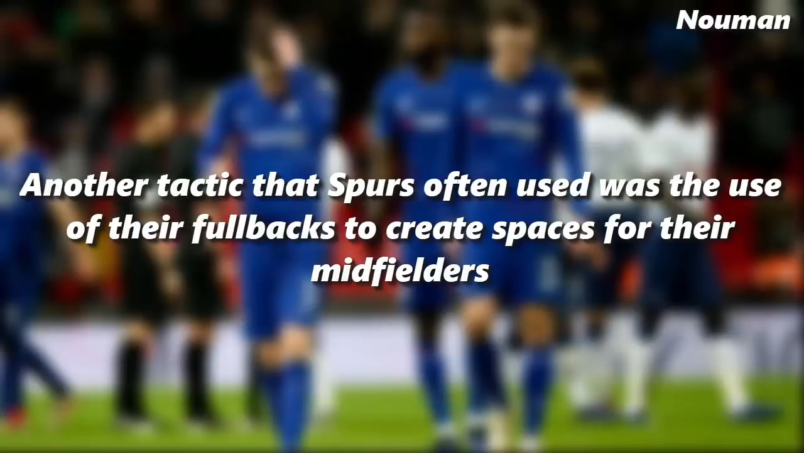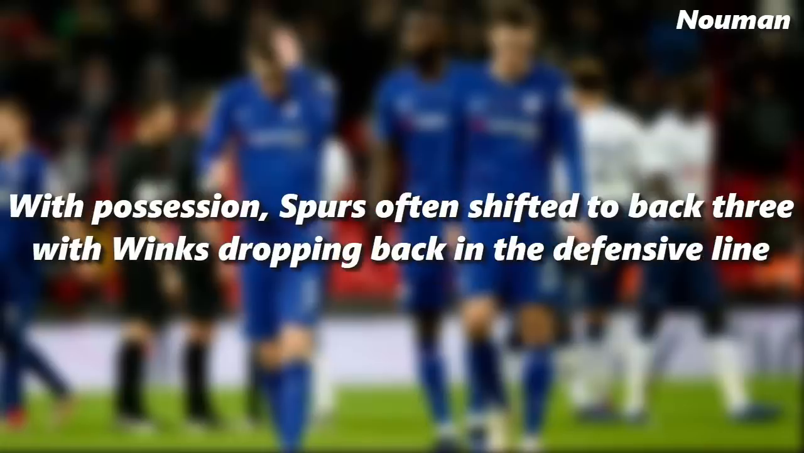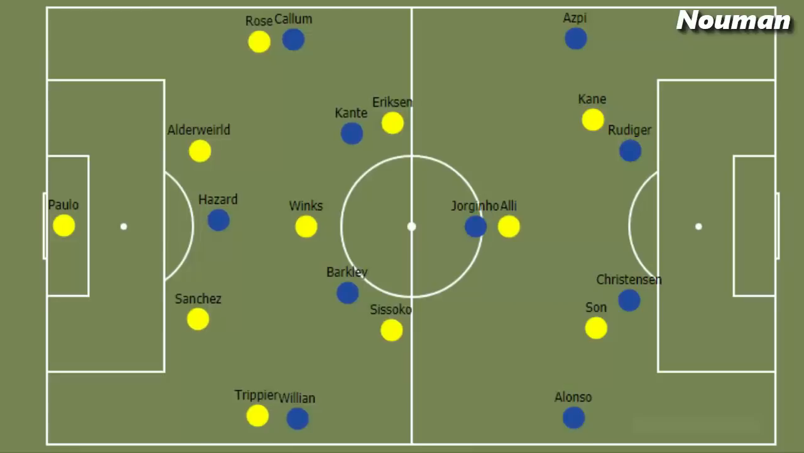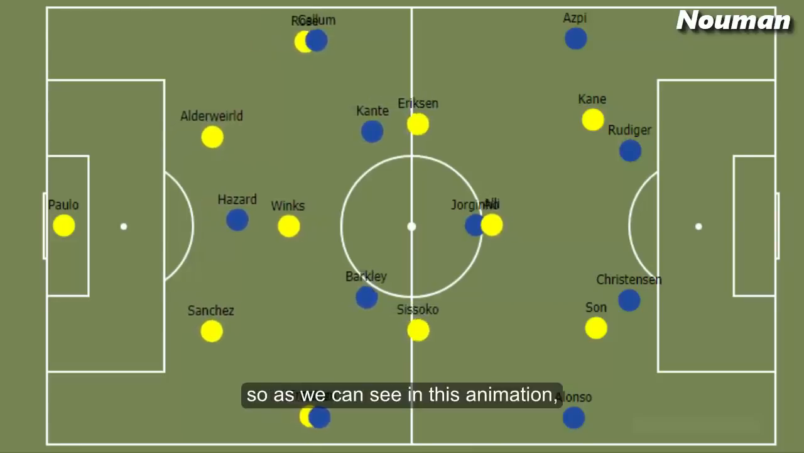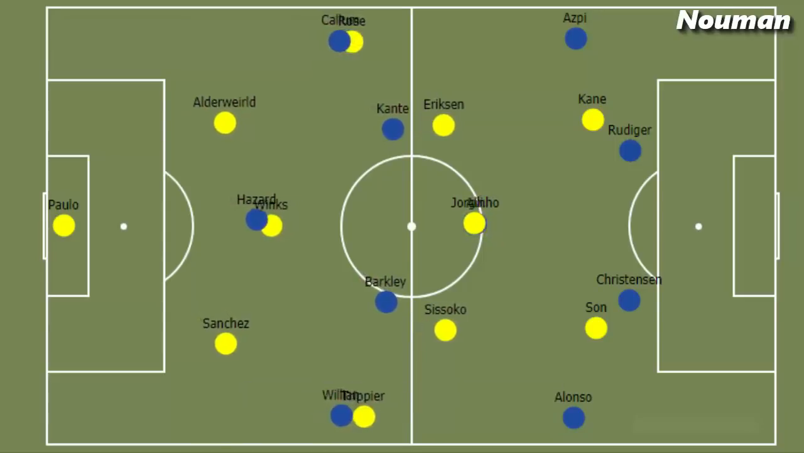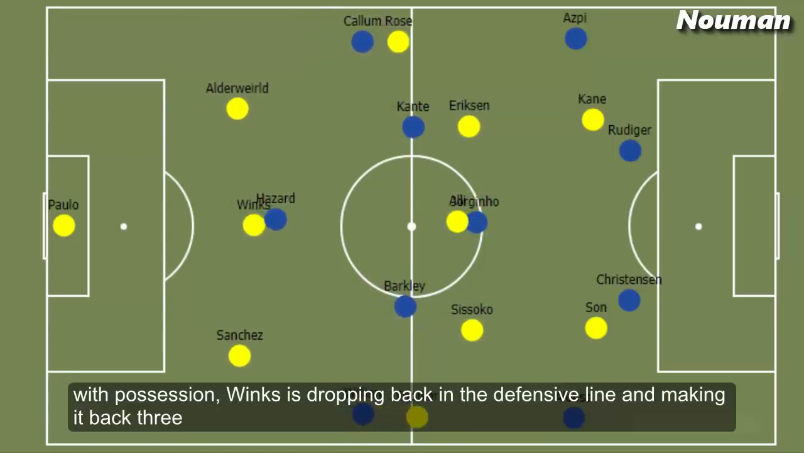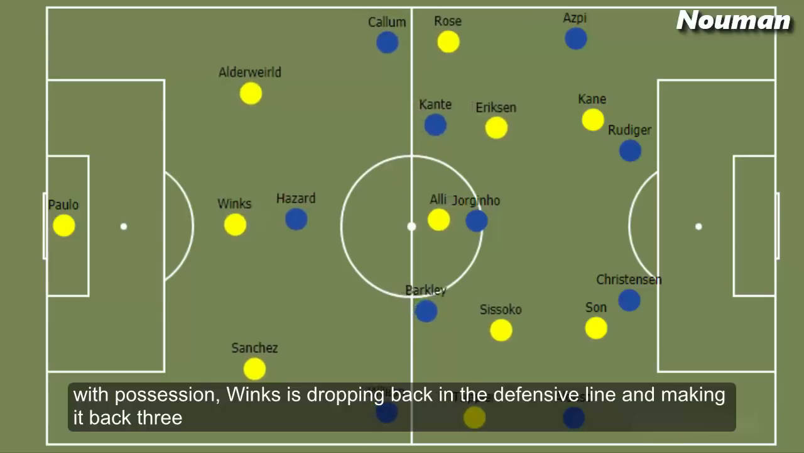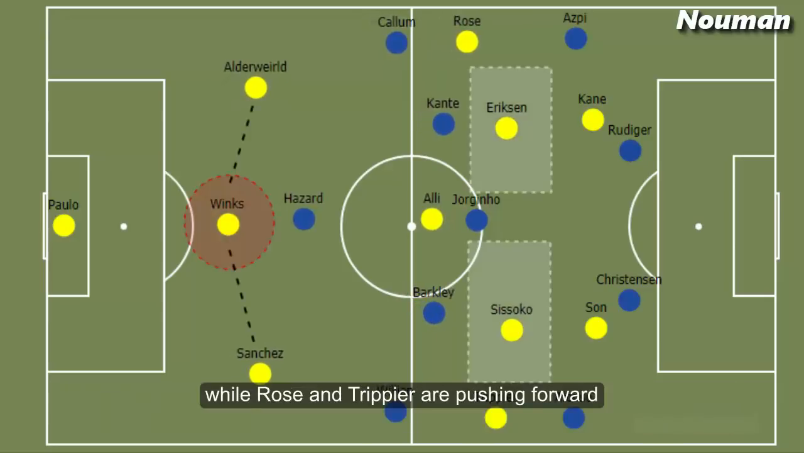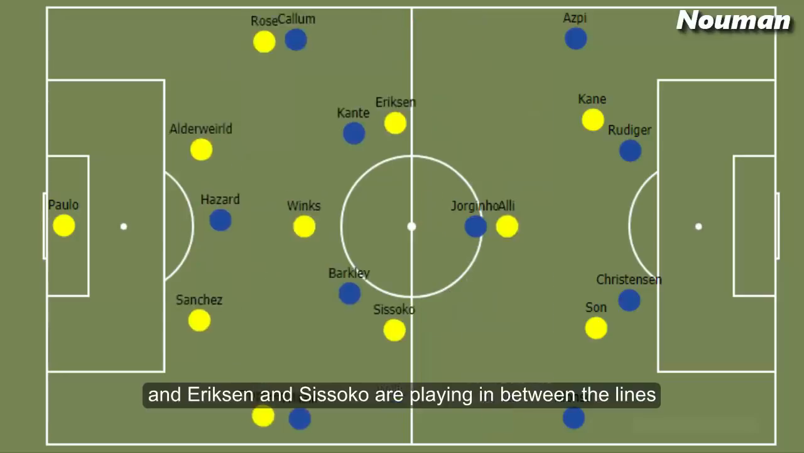Another tactic that Spurs often used was the use of their fullbacks to create spaces for their midfielders. With possession, Spurs often shifted to back 3, with wings dropping back in the defensive line. So as we can see in this animation, with possession, wings is dropping back in the defensive line and making it back 3, while Rose and Trippier are pushing forward, and Eriksen and Sissoko are playing in between the lines.